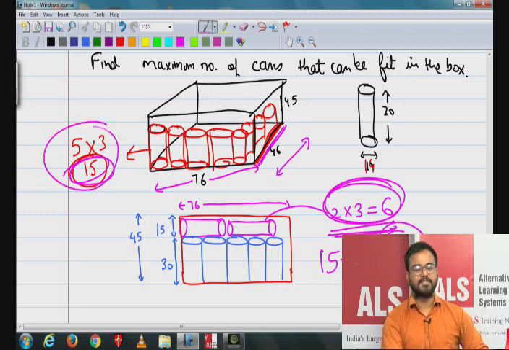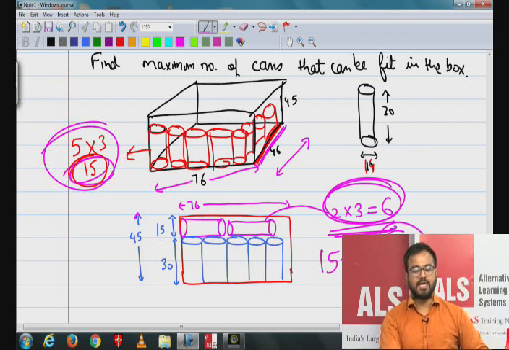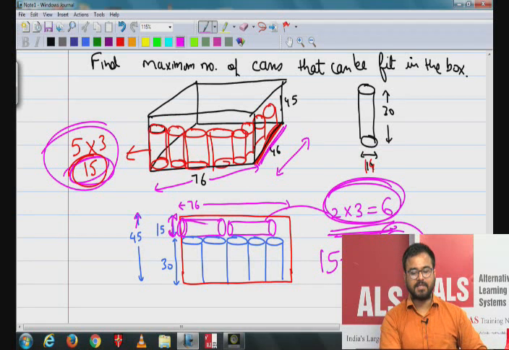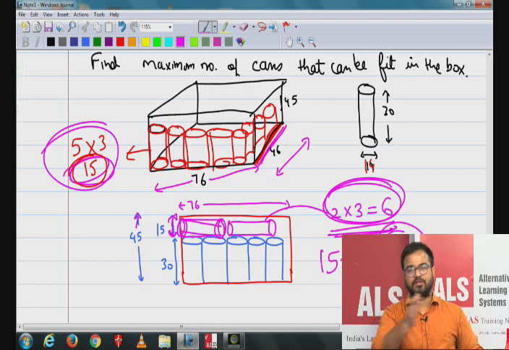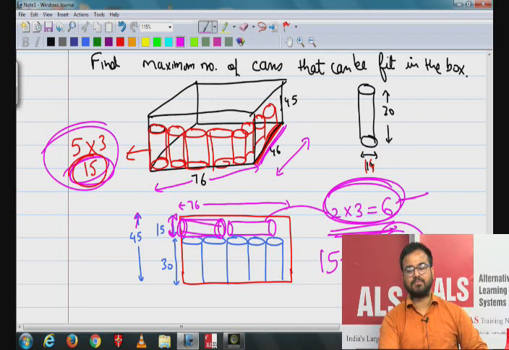So total 15 cans. Now on the top of the box there will be some place left because the height of the box is 45 and the height of the can is 30. So 15 centimeter is left. In that 15 centimeter we can place the can horizontally because the diameter of the can is 14. So one can be placed like this, like you can see the pink one. Another we can place adjacent to that one because the complete length is 76 and the length of 2 cans will be 60, and again we can place 3 more rows after that. So that will be 6 more cans. So 15 plus 6, total of 21 cans we can place.